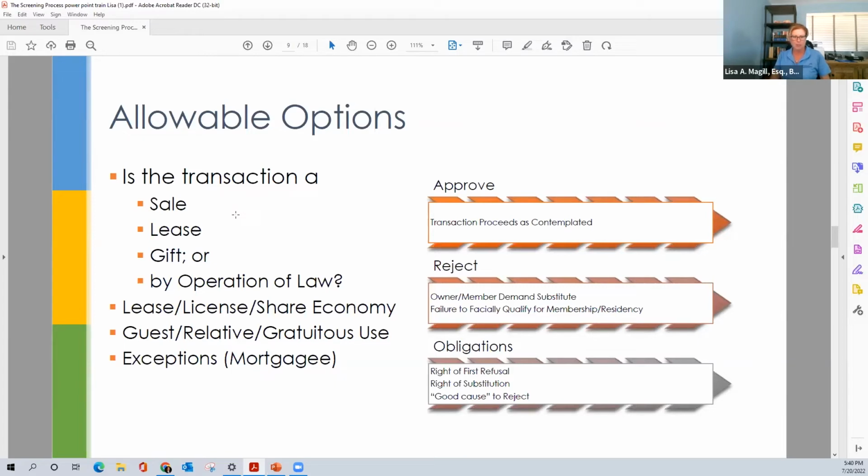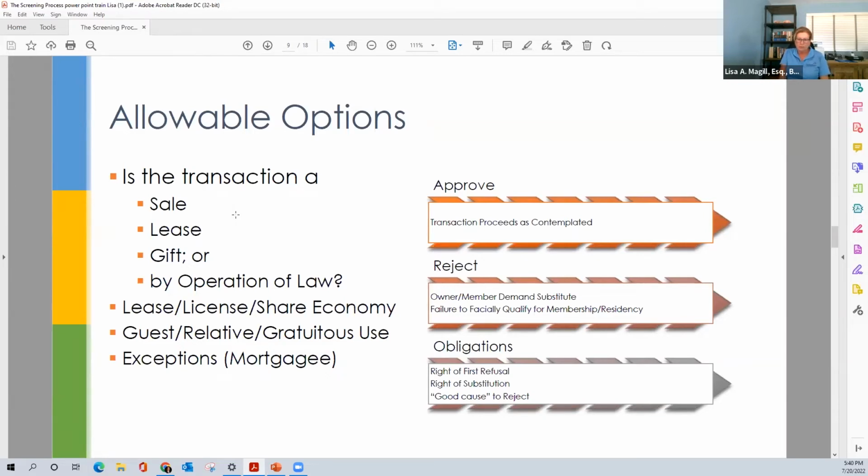The association rejected the application. It went to court. It went all the way through the appellate court. And the appellate court said, listen, your transfer approval procedures refer to sales. They don't refer to gifts. So you had no right to even ask for the information that you asked for in connection with the transfer approval. And you also had no right to reject the application.